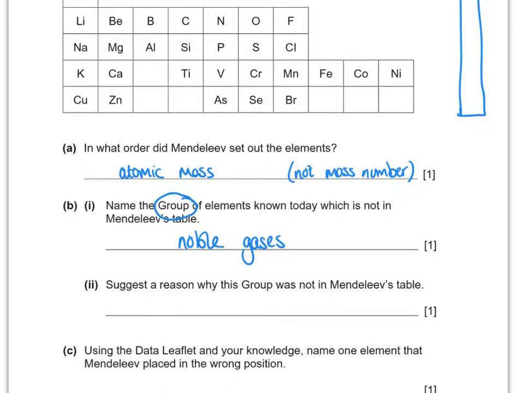Suggest a reason why this group was not in Mendeleev's periodic table, and simply because they hadn't been discovered yet. So they had not been discovered.